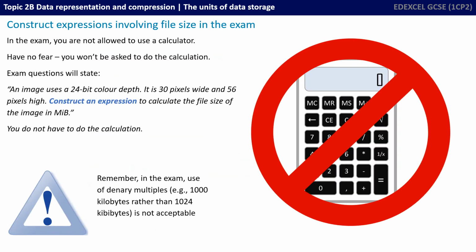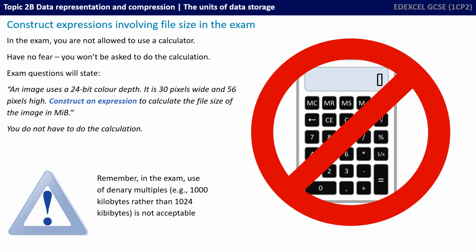Now in the exam you're not allowed to use a calculator, but have no fear, you won't be asked to actually do the manual calculation. Exam questions will be written something like follows. An image uses a 24-bit colour depth. It is 30 pixels wide and 56 pixels high. Construct an expression to calculate the file size of the image in mebibytes. You do not have to do the actual calculation.